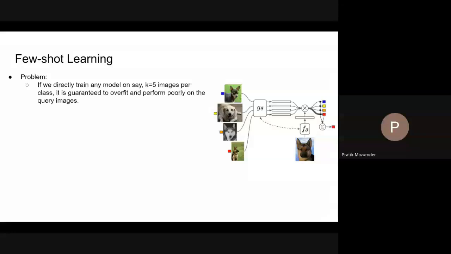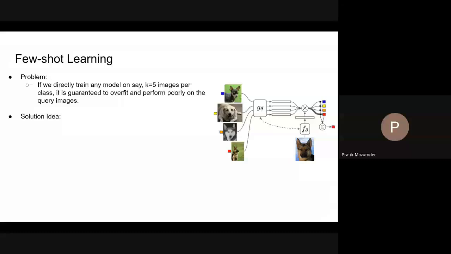The problem is that if you try to train any model, you are guaranteed to overfit and perform only on the support examples, because query images will definitely not be the same as your support examples. So what can we do to solve this problem? Obviously we are in the paradigm of transfer learning, so we'll do some sort of transfer learning. Because we already know that we have a set of base classes for which we have enough data, we'll try to transfer the knowledge of the base classes somehow into this particular set.